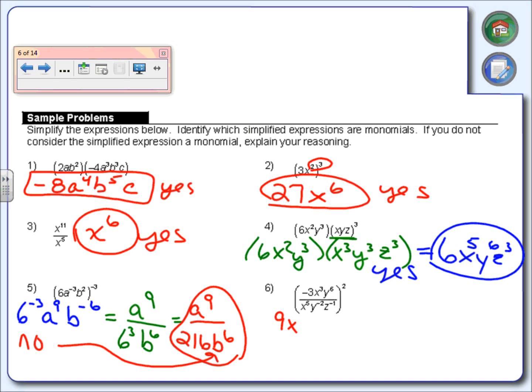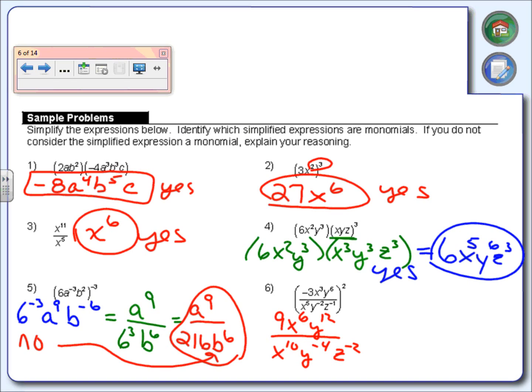x to the, we're multiplying the exponent, so 3 times 2 is going to give us a 6. Same thing on the y there, we're multiplying the exponent, so 6 times 2 is going to give us a 12. So your numerator should start off as 9x to the 6, y to the 12. Everything in the denominator is also going to get squared. So x to the 5th squared would be x to the 10th. y to the negative 2 squared would be y to the negative 4. And z to the, what is it, negative 1 squared should be z to the negative 2.